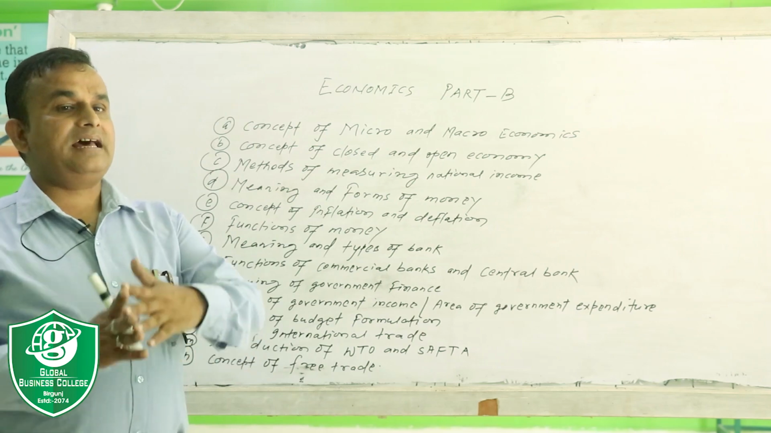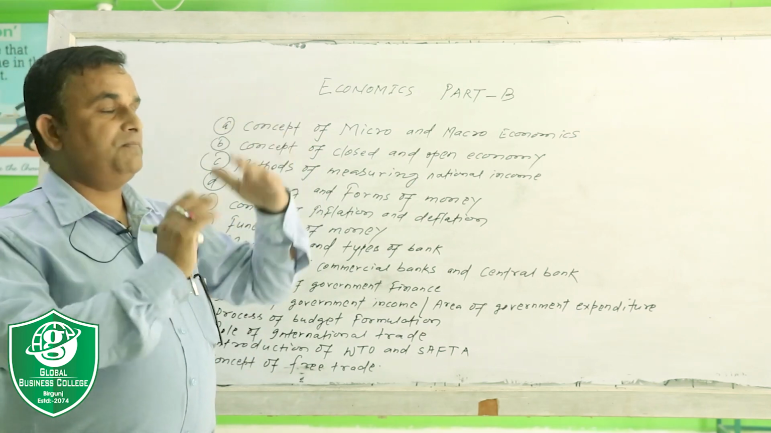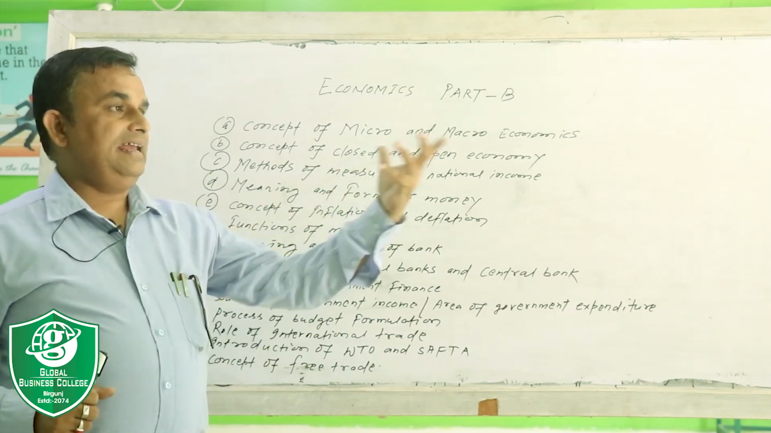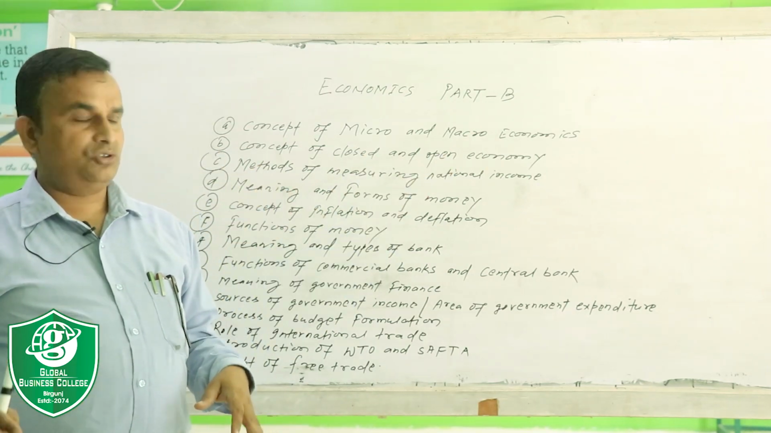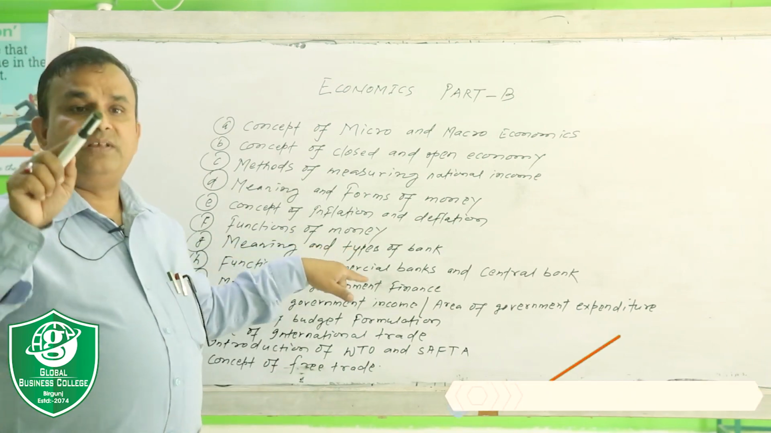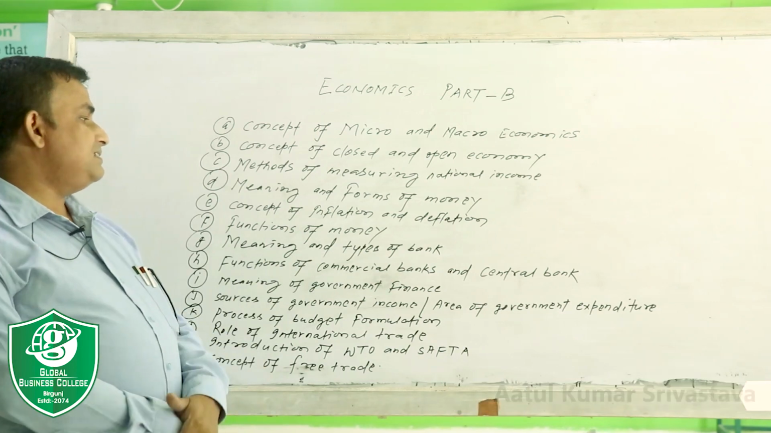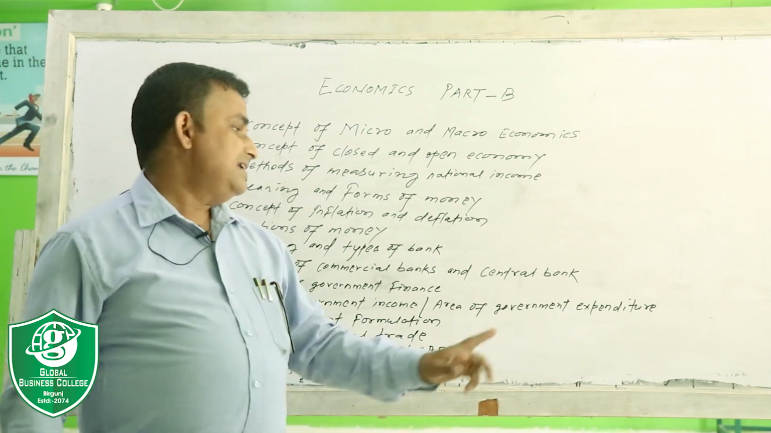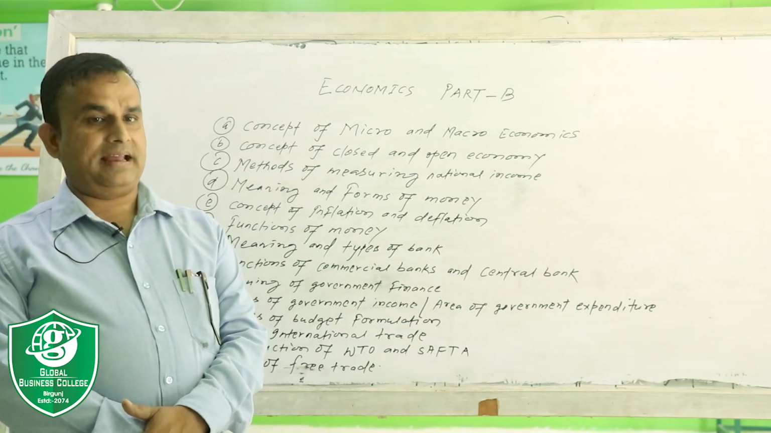How the banks are classified, the license given by NRB: A class, B class, C class, D class. So these are the things which we have to study. Then after, the function of commercial banks and the function of central bank. Central bank means NRB, Nepal Rastra Bank.